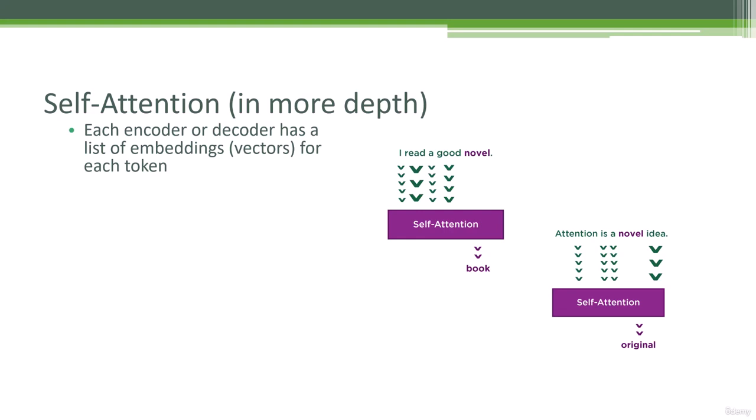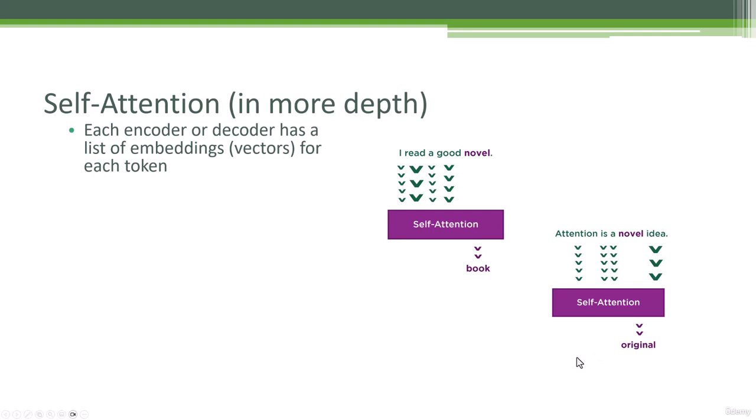Now, in this case, the word novel refers to a book, but novel can be read a different way, right? "Attention is a novel idea" is another example here, where novel refers to the concept of something that's new or original. So same token, two different meanings. Self-attention's job is going to be to try to translate each token into its true meaning, if you will. So the vector that we end up with after self-attention will be something that encapsulates the meaning of a book in this example, and in this example, it might be a vector that more encapsulates the meaning of the concept of original.